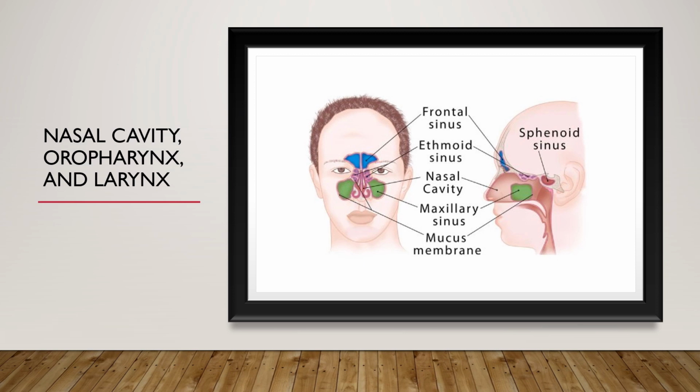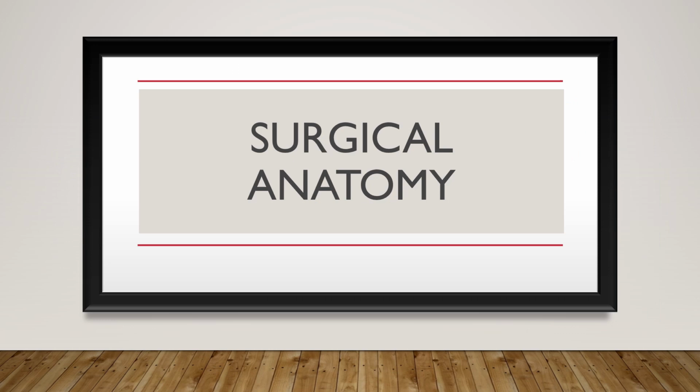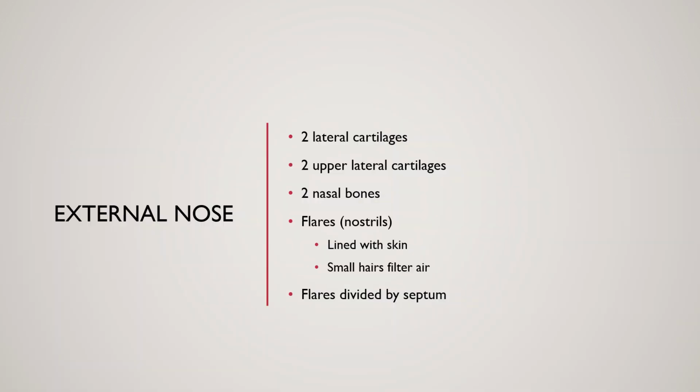Right, so moving on from the ear into the nasal cavity, and that's going to include our oropharynx and our larynx as well. We'll start with some surgical anatomy again. Okay, we are going to start with the external nose.